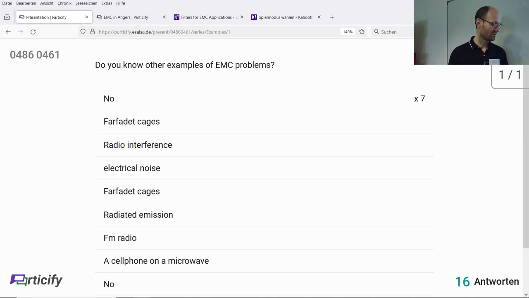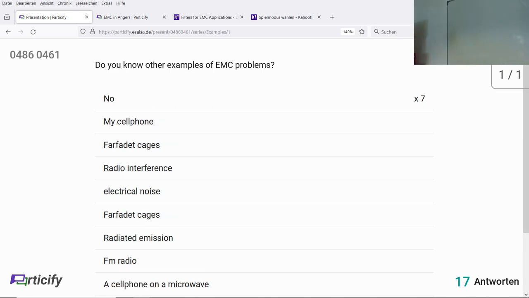with cell phones. I think I have it here somewhere. I can also show my old cell phone. And I think last year I've also done this experiment.